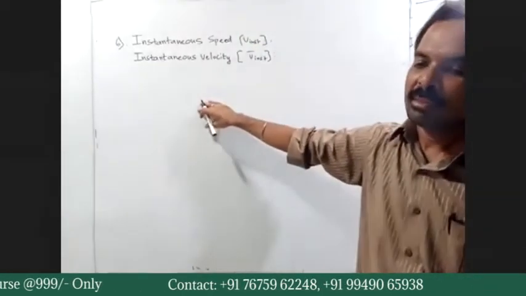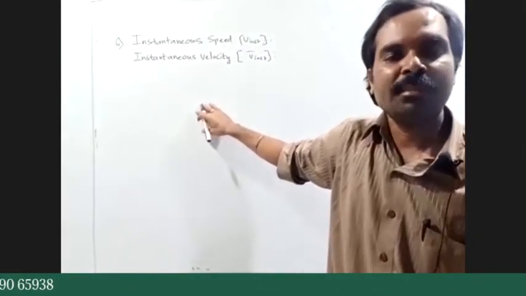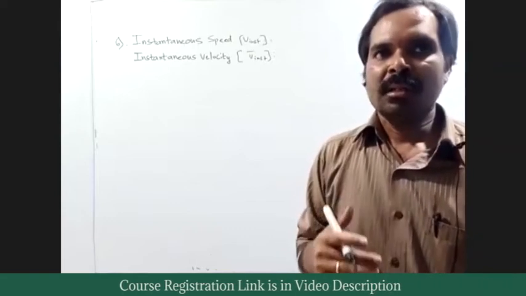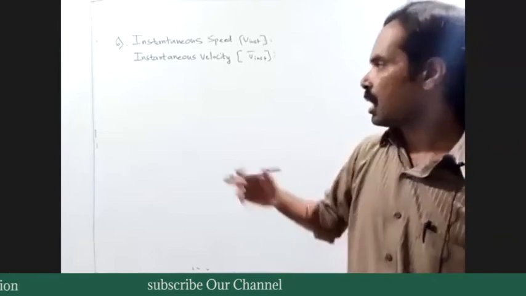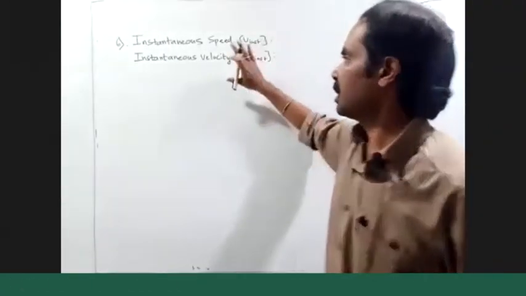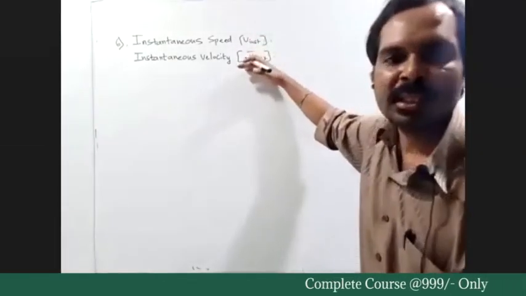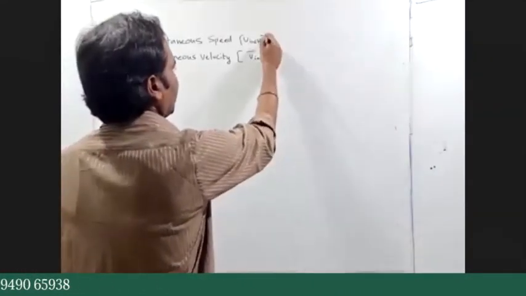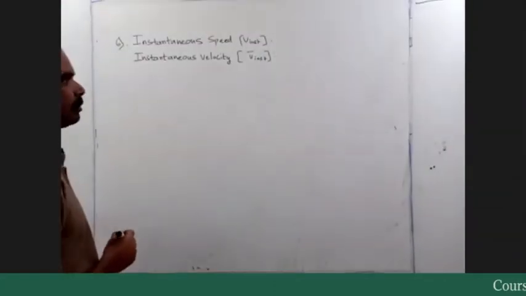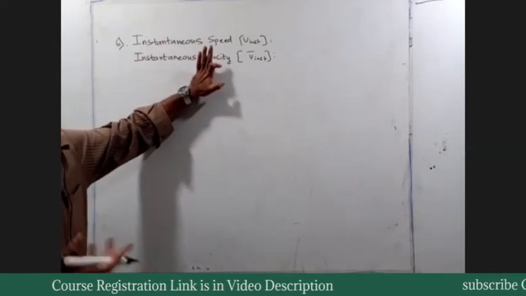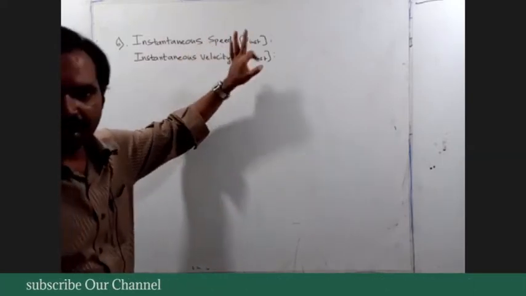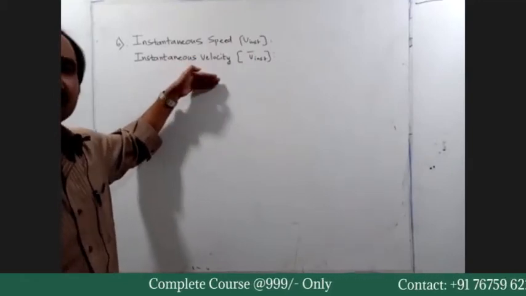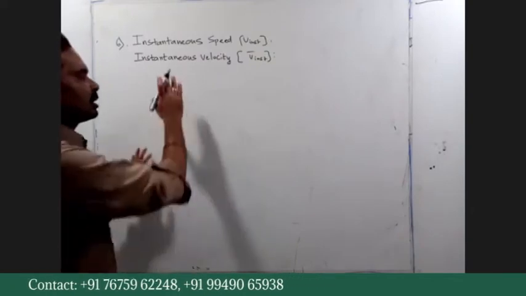Yes. The speed of the moving particle at a particular moment, a particular instant, that is instantaneous speed. Similarly, displacement at a particular instant is called instantaneous velocity. Now we will see in detail how we can calculate this instantaneous speed and instantaneous velocity for a body in motion in a straight line, or rectilinear motion, right? Instant means particular moment. The speed of the particle at a particular instant is known as instantaneous speed. The velocity of the particle at a particular instant of time is called instantaneous velocity.